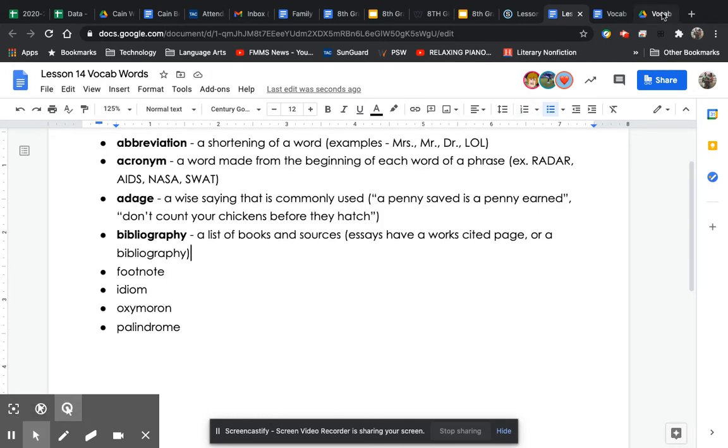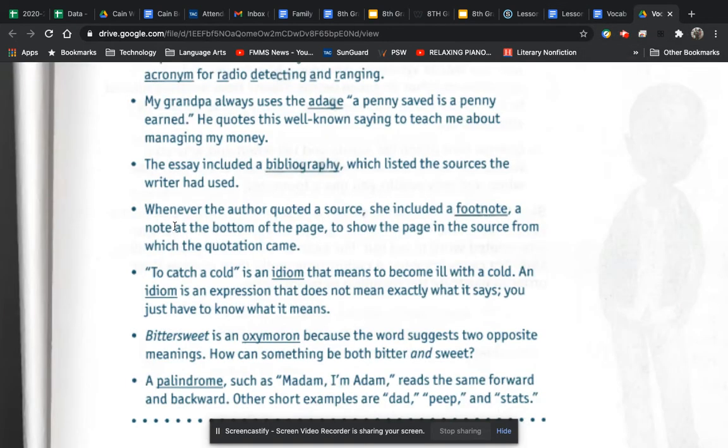All right, next word is footnote, and it says whenever the author quoted a source, she included a footnote, a note at the bottom of the page or a note at the foot of a page to show the page and the source from which the quotation came.